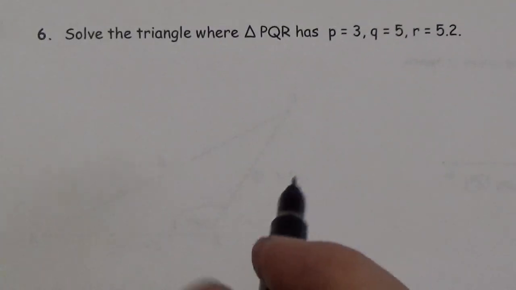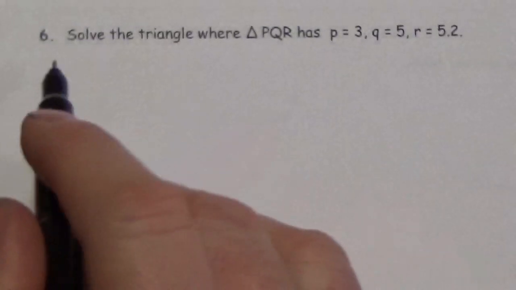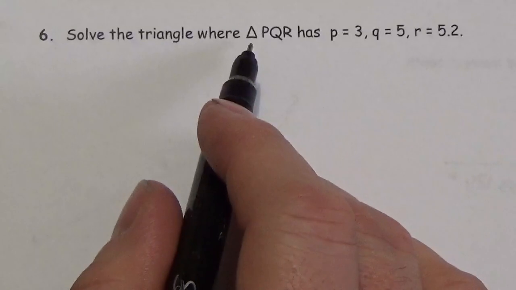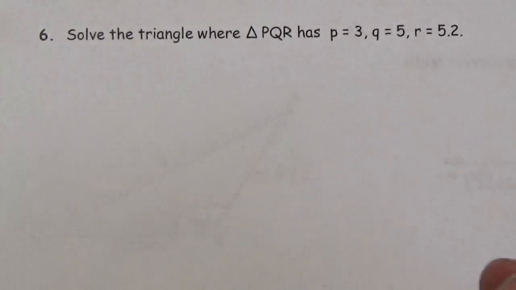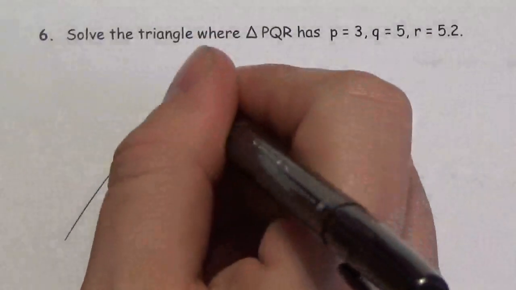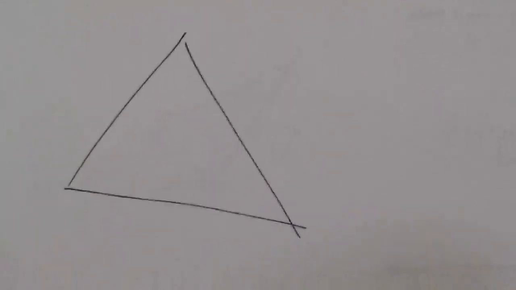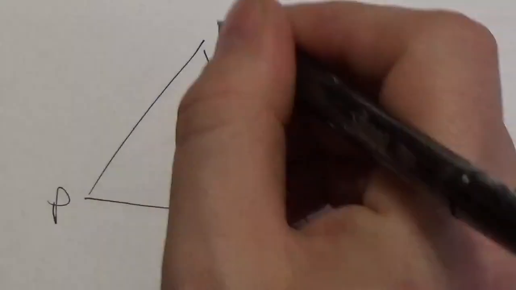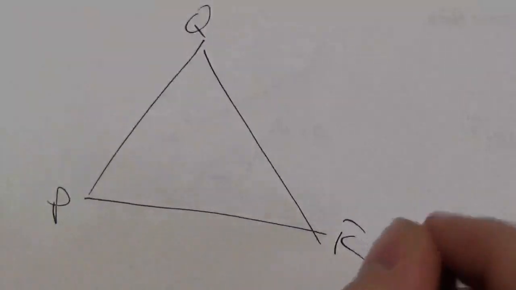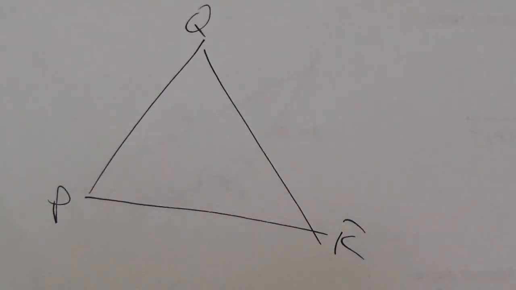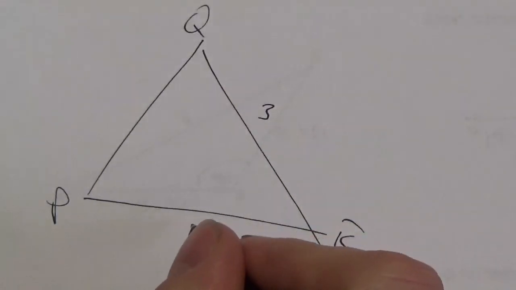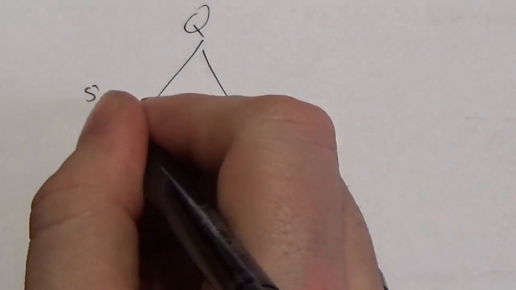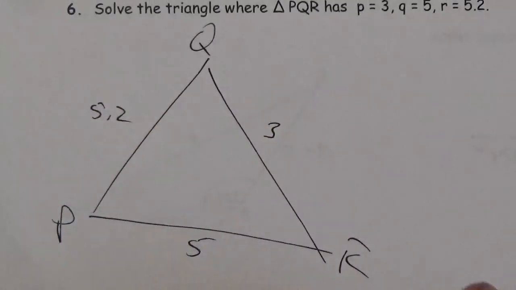Okay, so in this question, and it's going to be a little bit more involved, it says solve the triangle where triangle PQR has P equal 3, Q equal 5, and R equal to 5.2. It really helps to just draw this out. And don't worry about anything being to scale here. That really doesn't matter. You just need to have kind of a relative idea of how things are located with one another. So this is going to be 3, Q is going to be 5, and R was supposed to be 5.2.